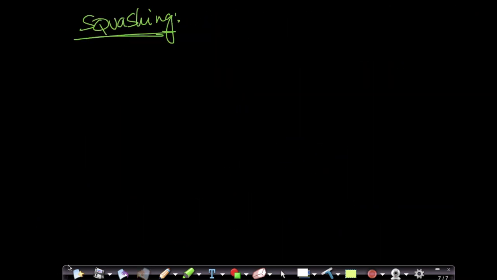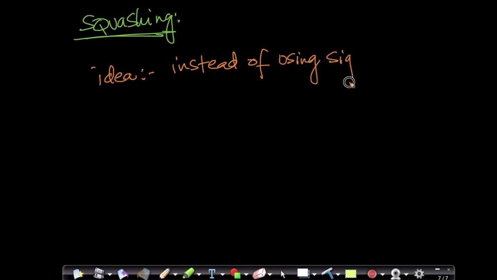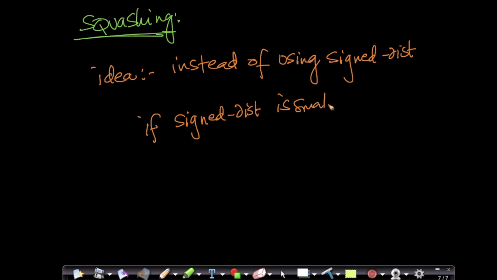The big idea is this. Instead of using the simple signed distance, what if I make this modification: if the signed distance is small, use it as is. Don't change it much. But if the signed distance is large, make it a smaller value.